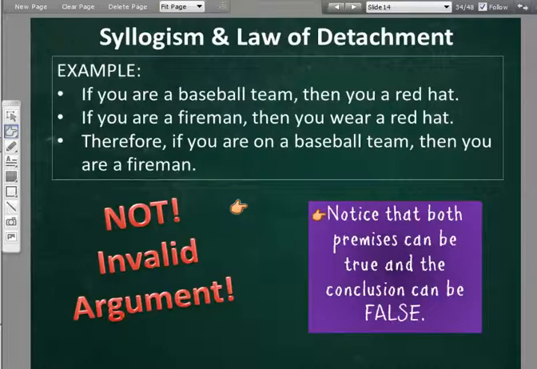Kind of like the whale swimming as a fish. I mean, that's that whole example in the last lesson. It just took common sense to figure that one out.